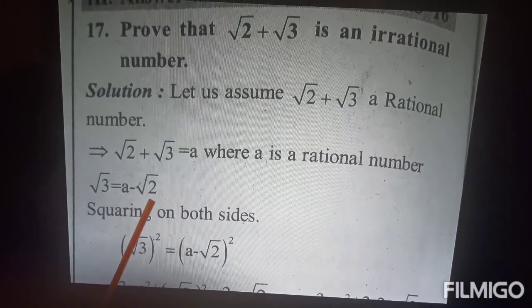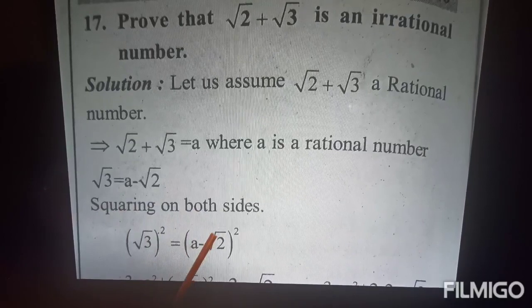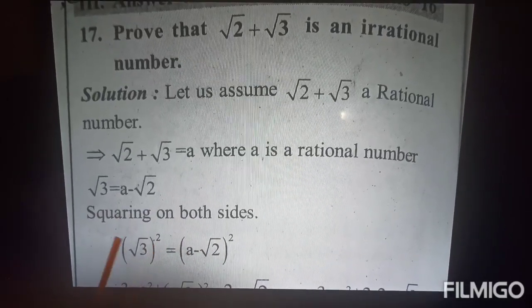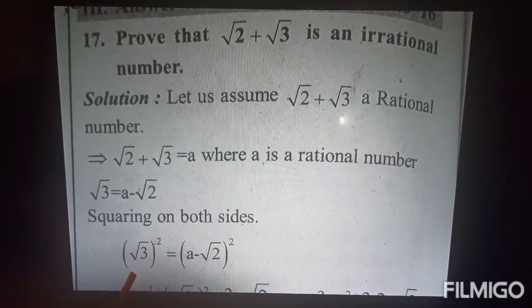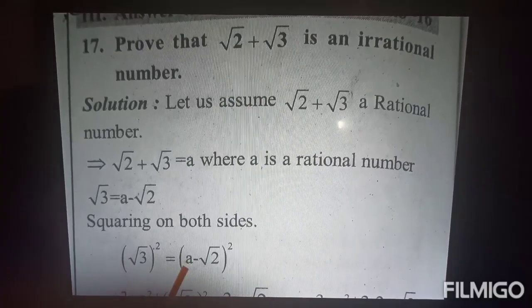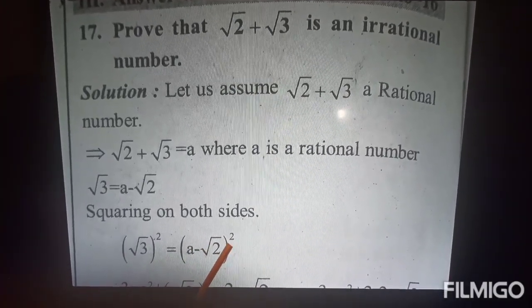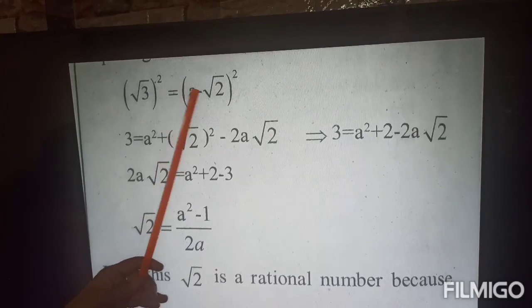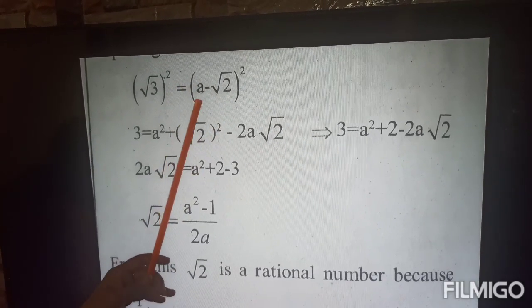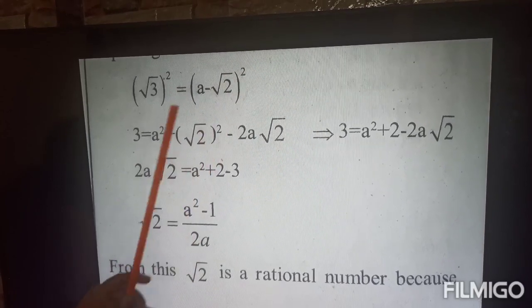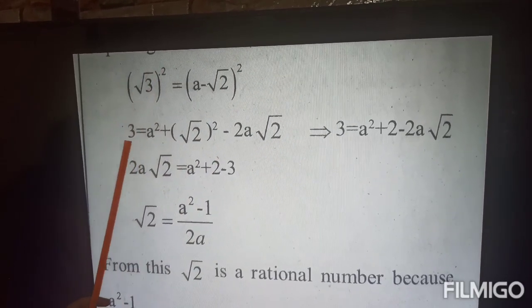A minus root 2. Then square on both sides. Root 3 whole square, that root and square cancel. Only 3 remains on the left, and the right side is a minus root 2 whole square. Then here we have to use the formula (a minus b) whole square.